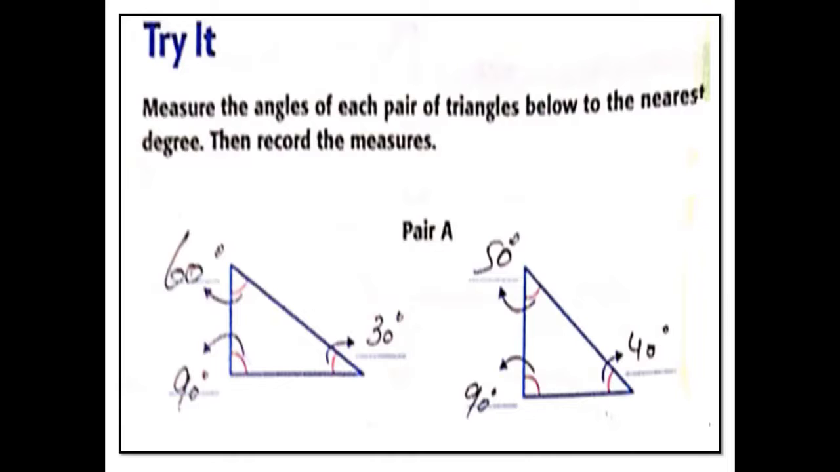Now come to the second triangle of pair A. One angle is 90 degrees, the other angle is 40 degrees. You will use the protractor to measure the angle, and the third angle is 50 degrees. If you add 50 degrees plus 40 degrees, that is 90 degrees, and plus 90 degrees, 180 degrees. The 3 angles of a triangle equal 180 degrees.